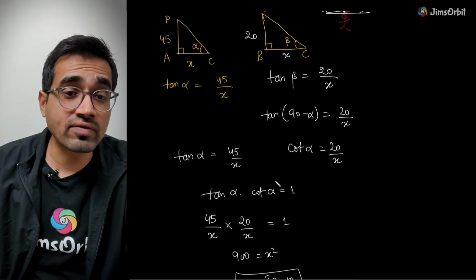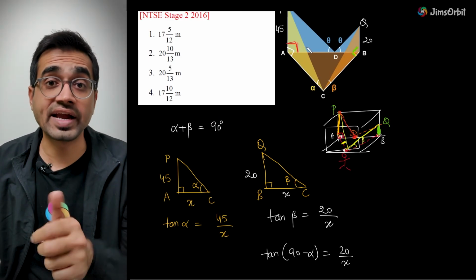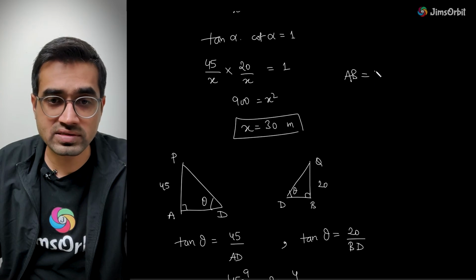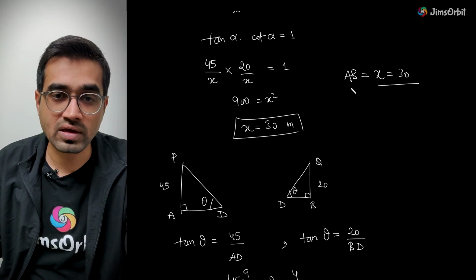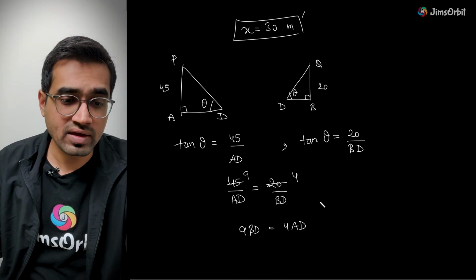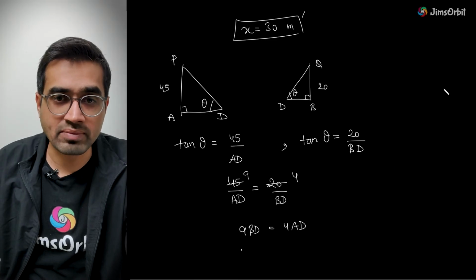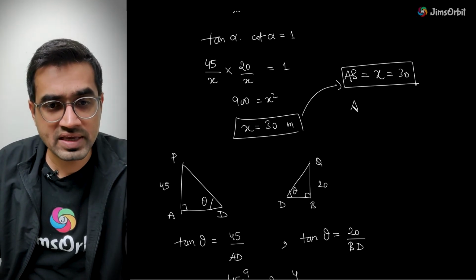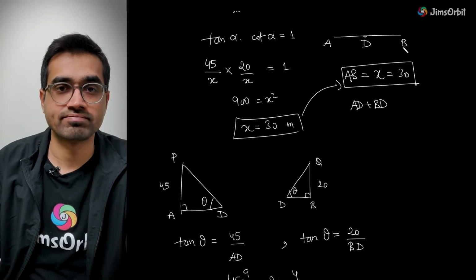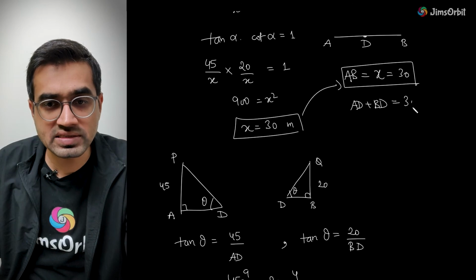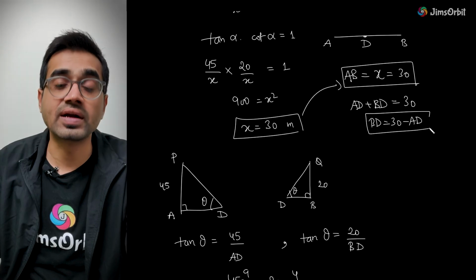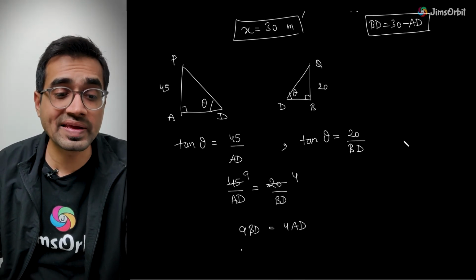But you already know the length AB. That's the side of the equilateral triangle. So what is AB? AB is actually equal to X, which came out to be 30. So we know AB is 30. Now if you know AB, you can write AB as, I'll write it here, AD plus BD. Why? Because D was the point on AB. So AD plus BD is 30. So what is BD? It is 30 minus AD.